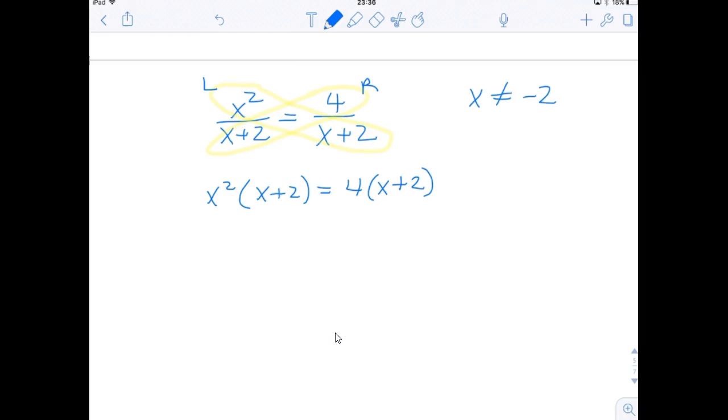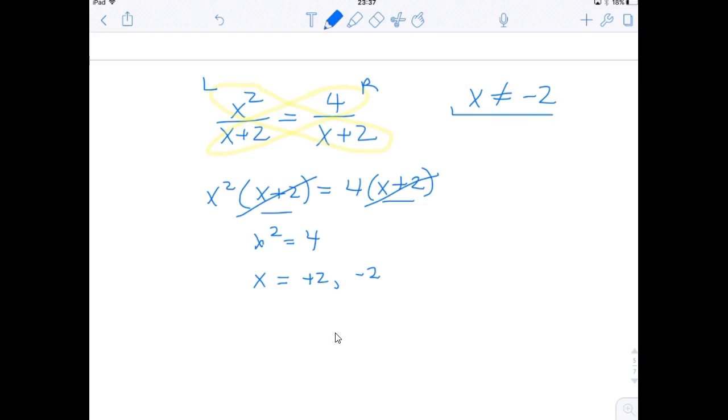When we do this, we can also see that we have the same factor on both sides. We have x plus 2 on both sides. So we can divide both sides by x plus 2, and we can get rid of it. Now we have x squared equals 4. X squared equals 4, we're going to take the square root of each side. Square root of x squared is x. The square root of 4, remember, it can be plus 2 or it can be minus 2. So there's two possible solutions to x, plus 2 or minus 2.